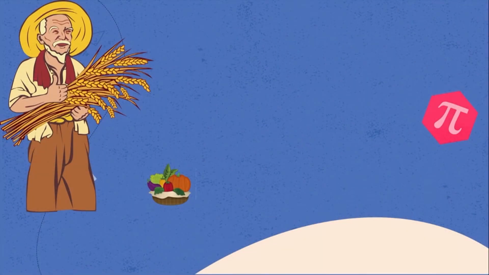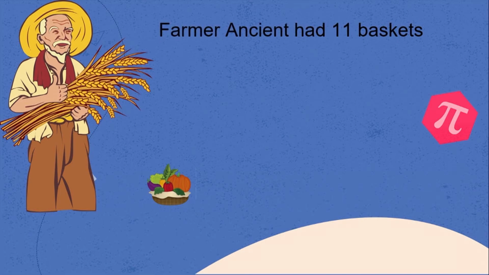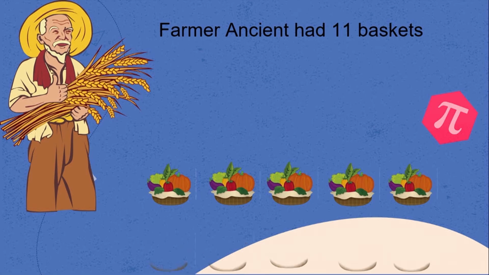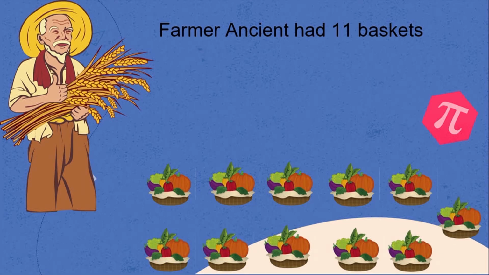So let's look at a scenario. We have coming on screen a farmer. Now his name is Farmer Ancient. Could you think why we named him that? Anyways, Farmer Ancient had 11 baskets. They're now appearing on screen. What can you tell me about each of these baskets?